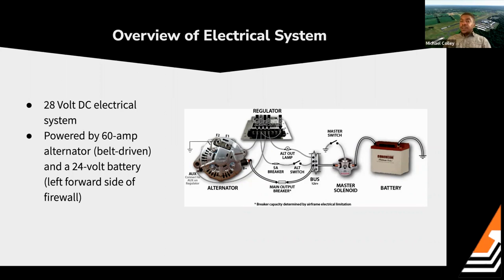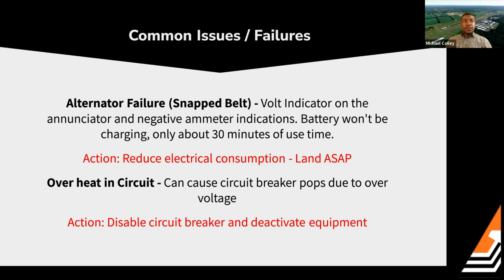Failure scenarios, right? So what happens? Let's talk about some failures. Ooh, alternator failure. This is something that can happen. That belt, when we pre-flight, we're checking the tension on the belt. The reason why we want to make sure it's not loose or frayed or coming loose is that can happen, right? Where the belt will snap and you'll lose your alternator.